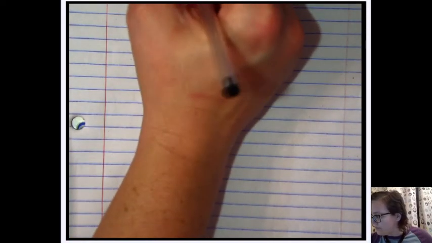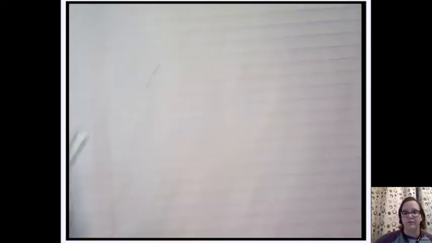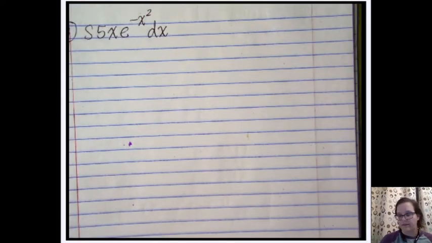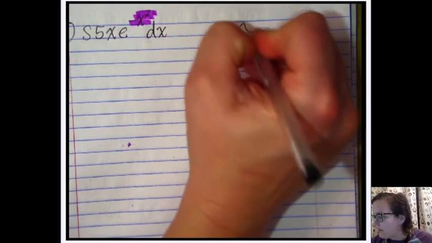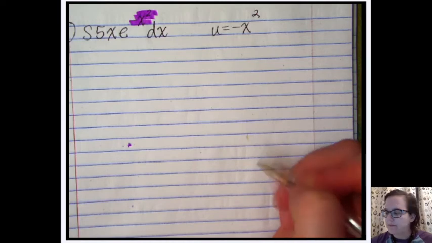Okay, so what about another one? I have the integral of 5x e to the negative x squared dx. So here you just have a more complicated exponent. But we can deal with that. All we have to do is let u equal up there. So u equals negative x squared.